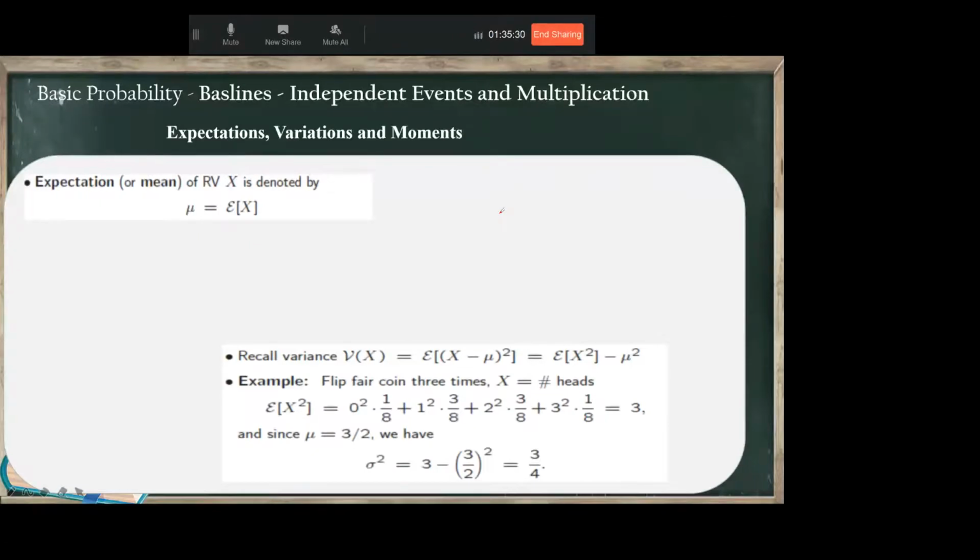Now let's see the expectation and variation. You know what is expectation? Expectation means average, mean. We can also call it the mean of a random variable. It's denoted by E of x. If x is discrete with probability mass function and support x1, x2, up to xn, then the expected value E is the sum of x times p of x. That's going to be the mean.